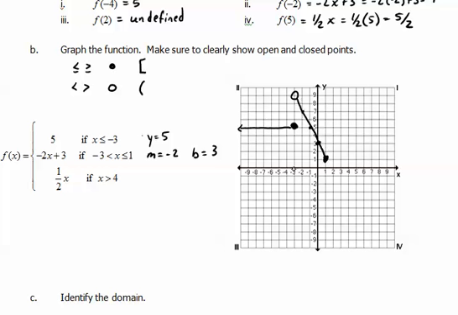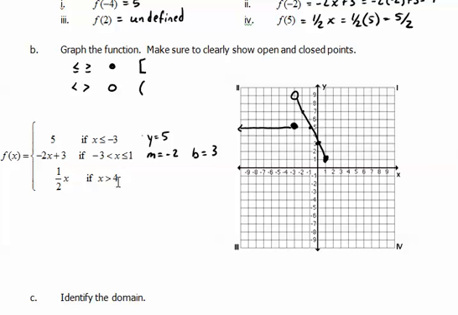Notice I stopped at x is -3. I stopped the line at that point, and on this side, I stopped the line at x is 1. Notice it is a solid circle because it's less than or equal to. It is an open circle at -3.